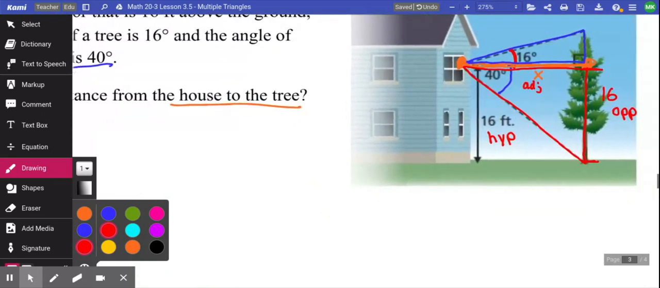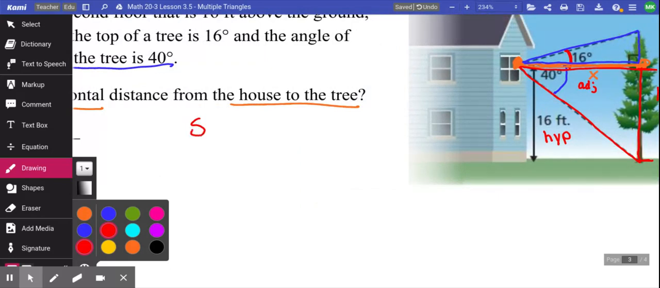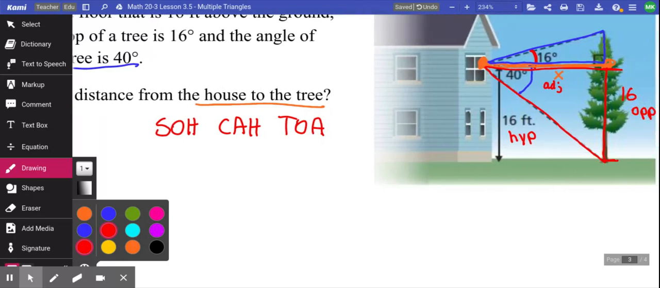Once you label your triangle, you do Sohcahtoa. You put a check mark under the side length you know, and you put a check mark under the side length you want to know. I know my opposite side is 16. I want to find my adjacent side. I am doing a TOA question.